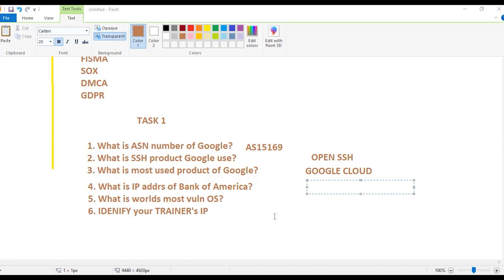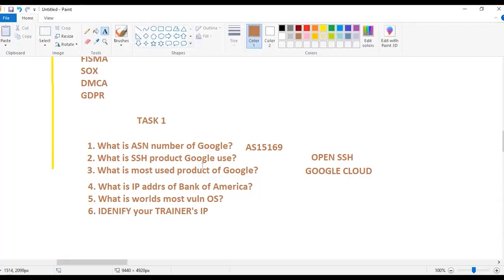See, the task was to find the IP address of a bank. There are lots of disturbance in the background. Can you guys please mute for a minute? Okay, thank you very much.